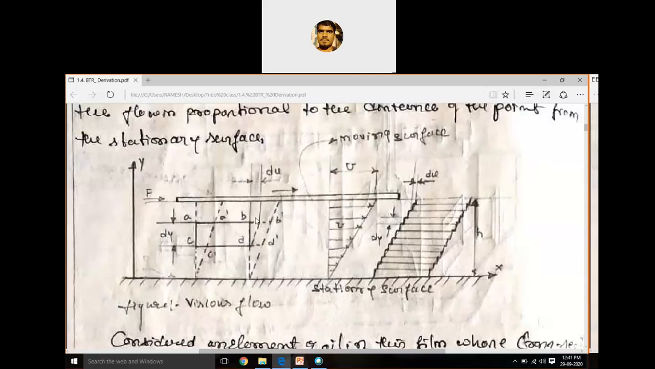After some time, it will be changed due to the flow or due to the force. There is a change in ABCD to a new position A dash, B dash, C dash and D dash. This displacement of each point is proportional to the distance from the stationary surface.